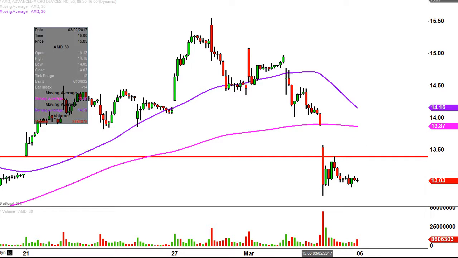If the price can push through there, then the next key level to keep an eye on is going to be that pink line right there, which is the 200 period simple moving average. But at this point, it's kind of pointless to talk about that pink line until the price can at least get back up above the $13.40 mark.